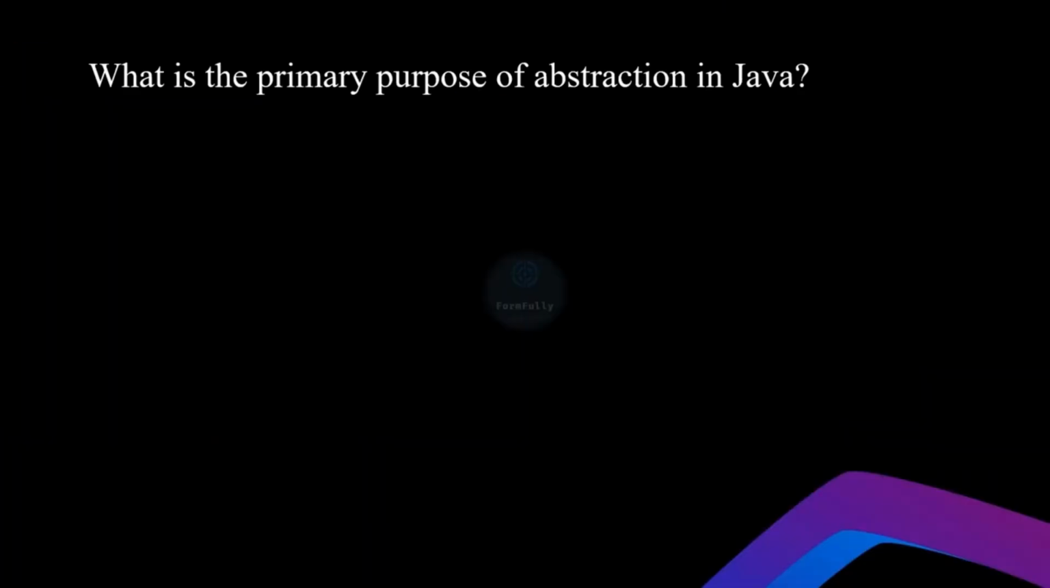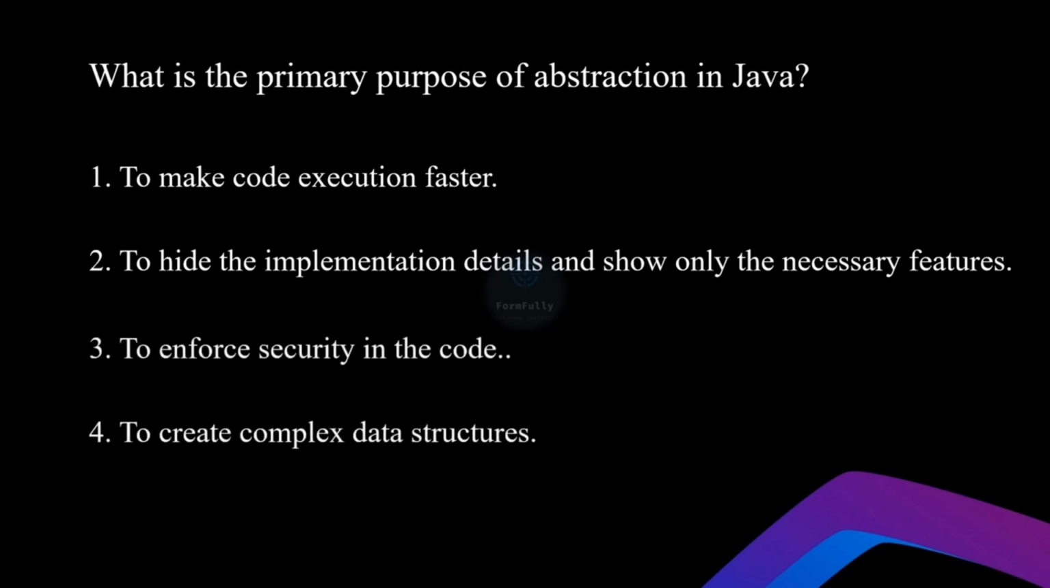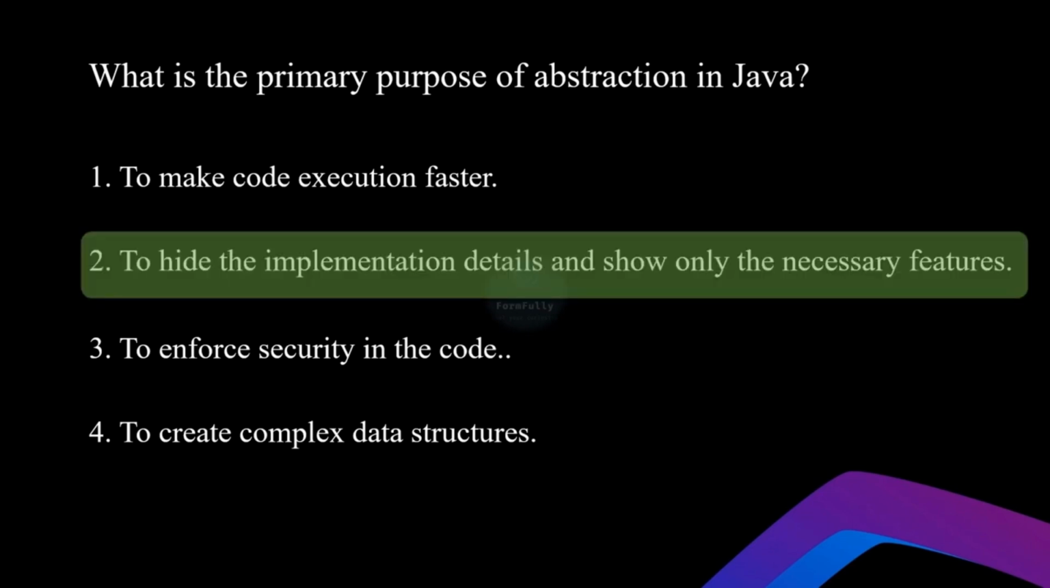What is the primary purpose of abstraction in Java? Options: to make code execution faster, to hide the implementation details and show only the necessary features, to enforce security in the code, to create complex data structures. Abstraction in Java and in programming in general primarily serves the purpose of hiding the implementation details of a class and showing only the necessary features to the outside world. This is achieved through the use of abstract classes and interfaces.